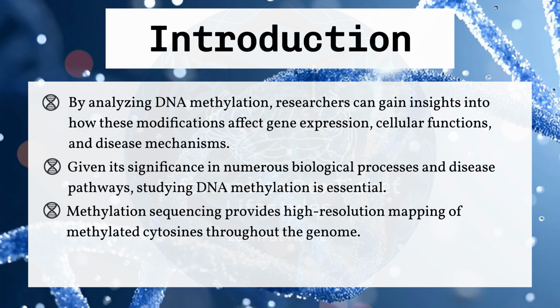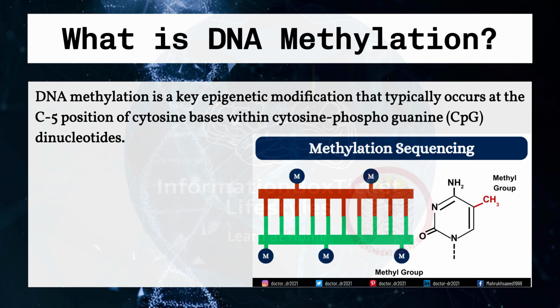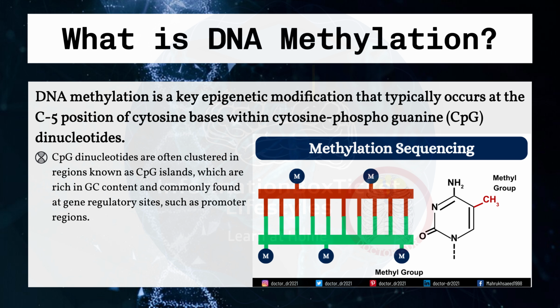What is DNA methylation? DNA methylation is a key epigenetic modification that typically occurs at the C5 position of cytosine bases within cytosine phosphoguanine, CpG, dinucleotides. CpG dinucleotides are often clustered in regions known as CpG islands, which are rich in GC content and commonly found at gene regulatory sites, such as promoter regions.